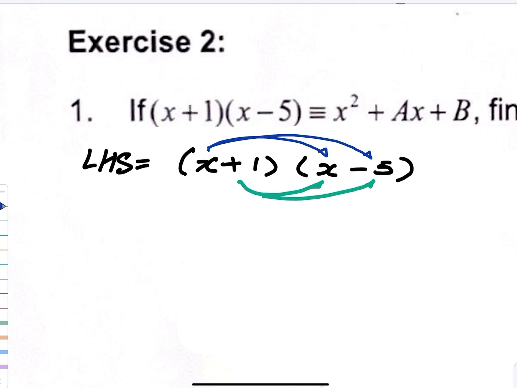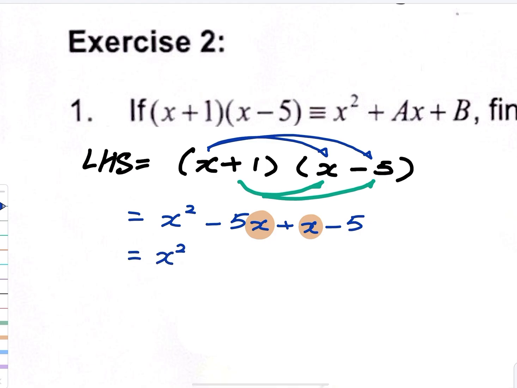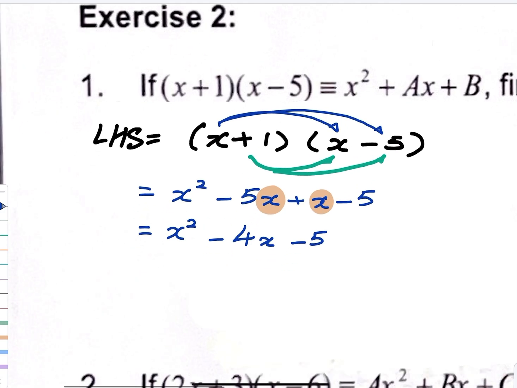So x times x, you will have x squared. And then x times -5, you have -5x. And then 1 times x, x. And then 1 times -5, -5. And then is there any like terms? Yay, good. So you do it: x squared, -5 plus 1, you have -4. You're 5 steps down, now you're going 1 step up. So you're at -4. x minus 5. That's how you did the left hand side.